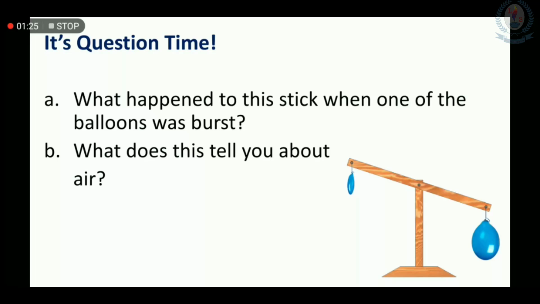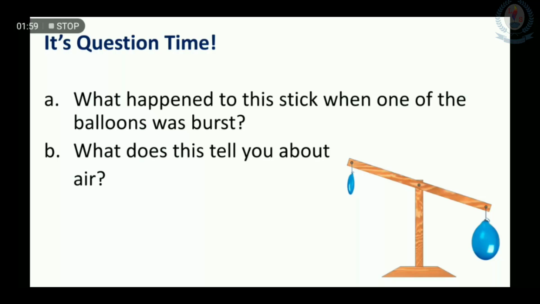As you can see in the diagram, inflate two balloons so that they are of the same size. Tie one inflated balloon to each end of the stick. Hang the stick from the clamp of a retort stand. The stick should be balanced. Okay, it should be balanced. Now what you got to do is this. You have to burst one of the balloons by pricking it with a safety pin.